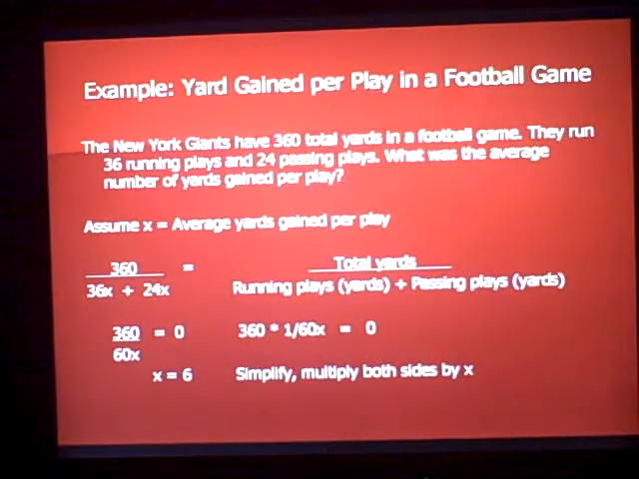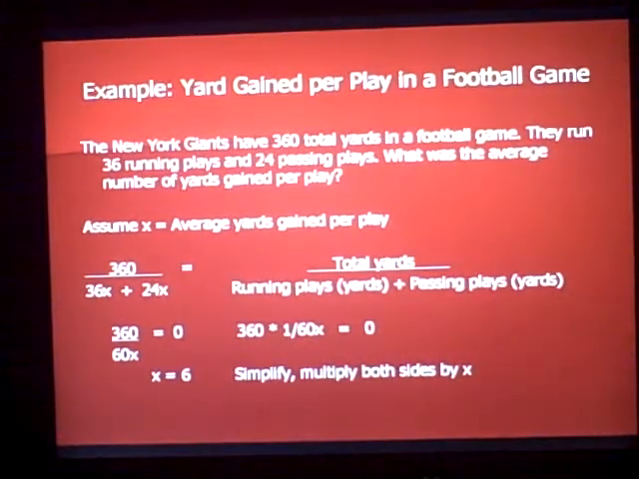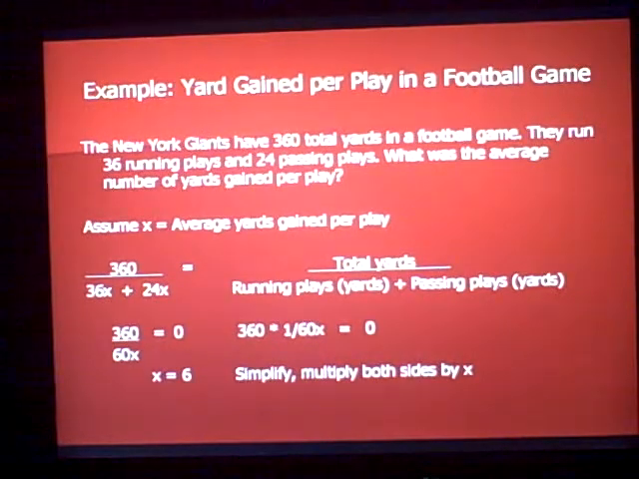So here's an example from football. Yards gained per play in a football game. The New York Giants have 360 total yards in a football game, both running and passing. They run 36 running plays and 24 passing plays. And the question is, what's the average number of yards gained per play? We're going to make that our x. x is average yards gained per play. So we have 360 total yards, 36 running plays, 24 passing plays, and that x is the number of yards per play. We add the numbers in the denominator together to get 60x.